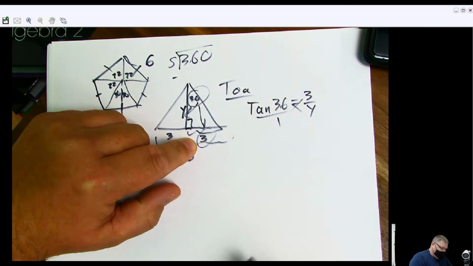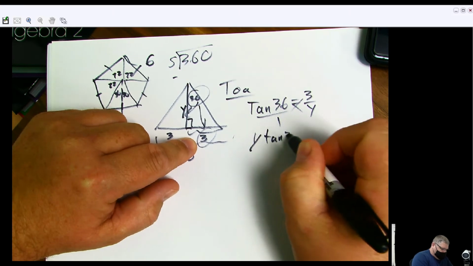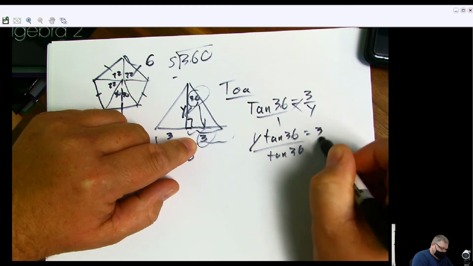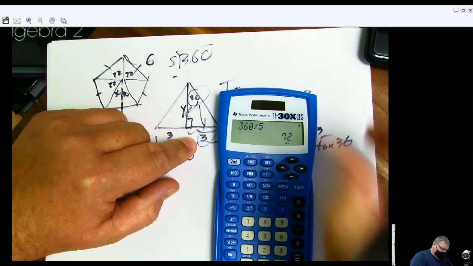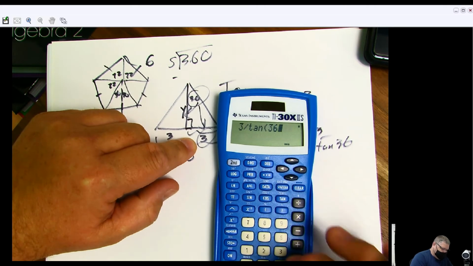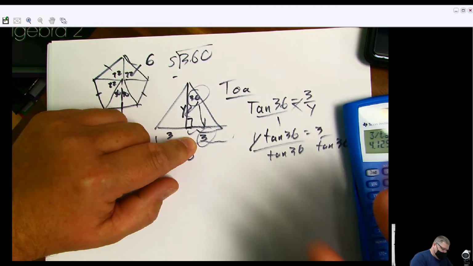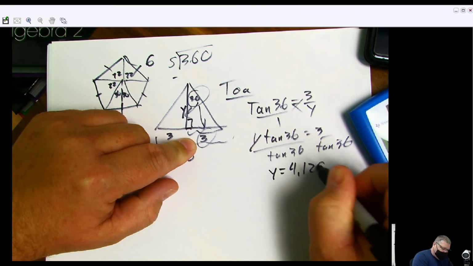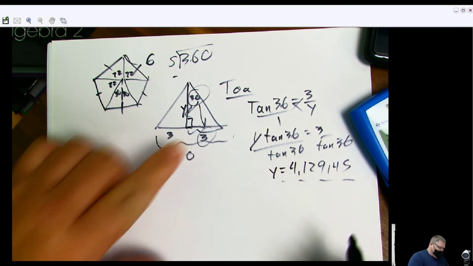Now I can cross multiply. y tan 36 equals 3. Divide both sides by tan 36. So I simply take 3 divided by tan 36, and that gives me 4.129. So y equals 4.129145, and so on.